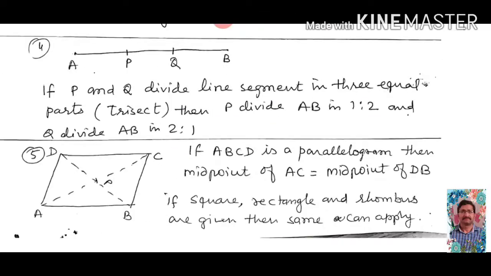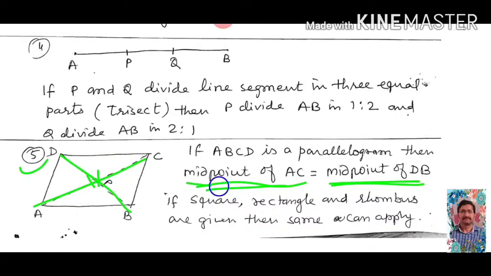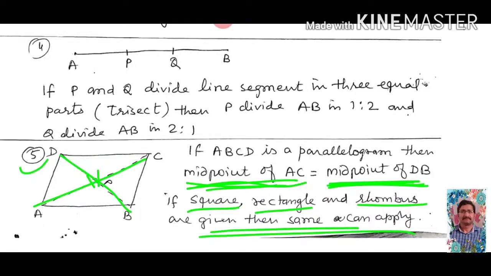Now the concept, note number 5. Look here, ABCD is a parallelogram. Then the midpoint of AC will be P, and you can see in the diagram that the midpoint of DB is also P. So here the midpoint of AC and the midpoint of DB will be equal. If you have a square, rectangle or rhombus, these are first parallelograms, so this property you can apply to a square, rectangle and rhombus also.